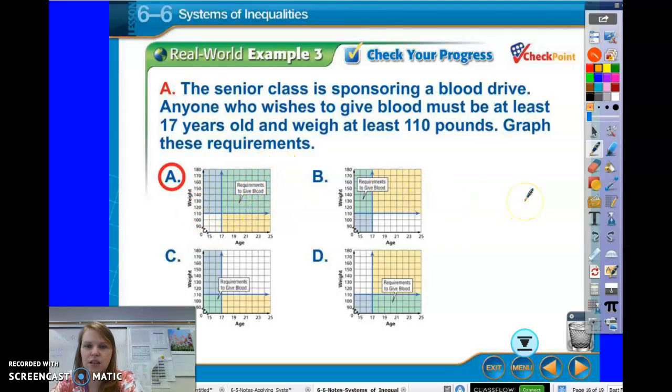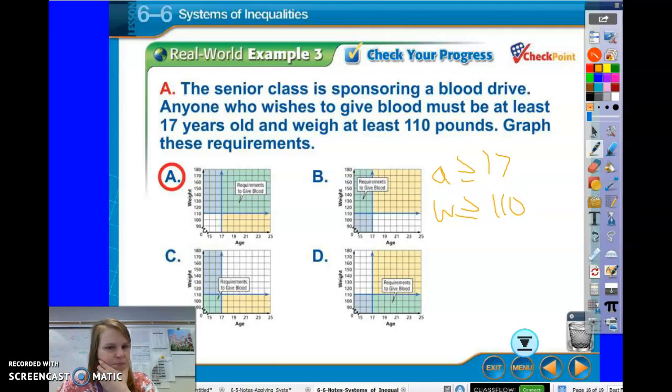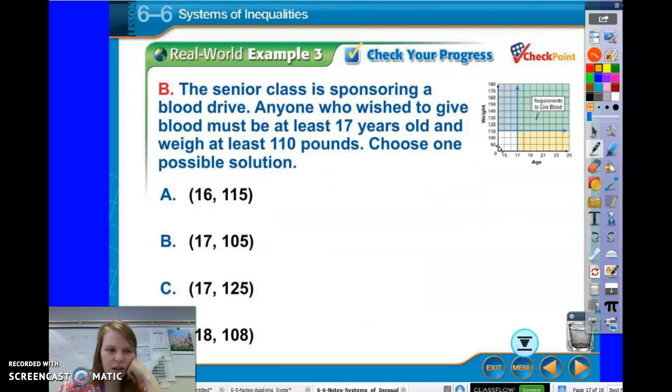So you could do something like age is greater than or equal to 17, and weight is greater than or equal to 110. You could do something like that if it asked you to write the equations. This one is very similar, so for the sake of time, I'm going to, actually I'll show you. Okay, so this one, senior class sponsoring a blood drive, this is pretty similar to, oh, I think that's just part of the solution. Never mind, that's part of the solution.